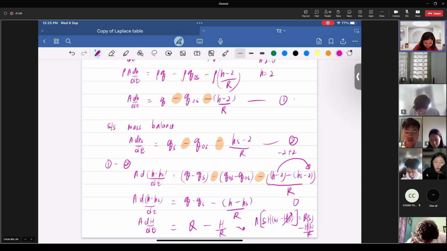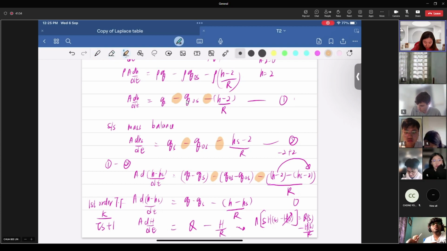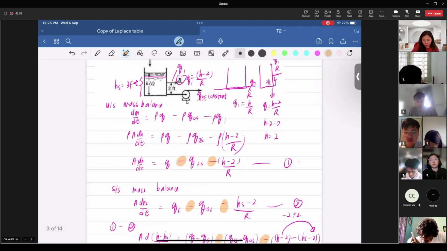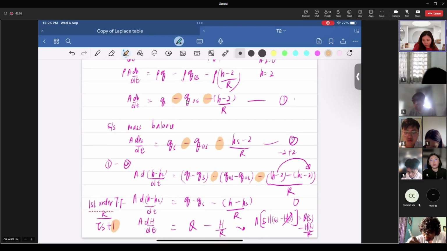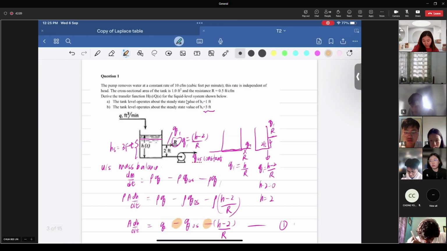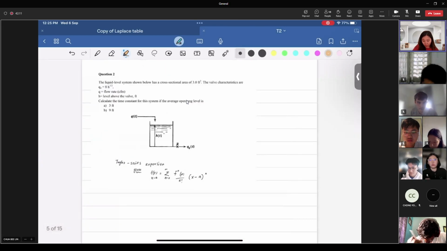And remember, first order. So a first order transfer function should have this pattern. So you must make sure you are having this last term equivalent to 1. Okay?